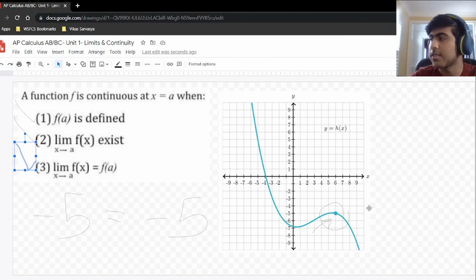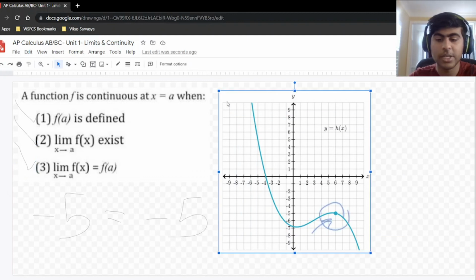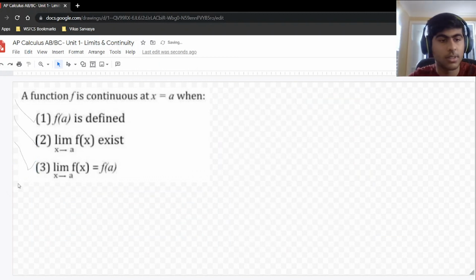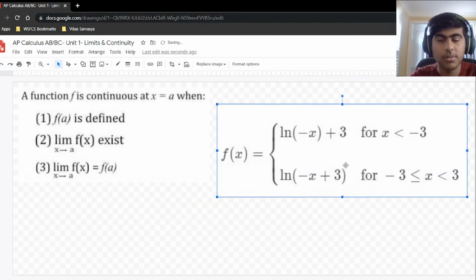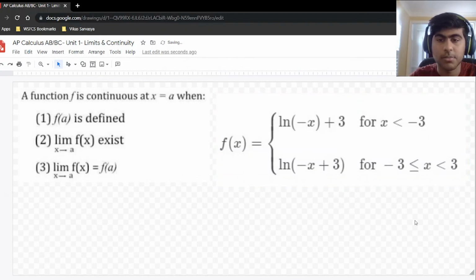Now, with that being said, let's look at a different depiction of continuity. This is a very common one on AP exams. Instead of using a graph, where it's often pretty easy to find discontinuities, you just look if there's a hole or a jump, we can use functions. On the AP exam, they will ask you this kind of question where they'll just give you a function and ask you, is it continuous? Why or why not? And it's your job to find out if it's continuous, and if it's not, then find out why not. Which of these criteria is not satisfied?